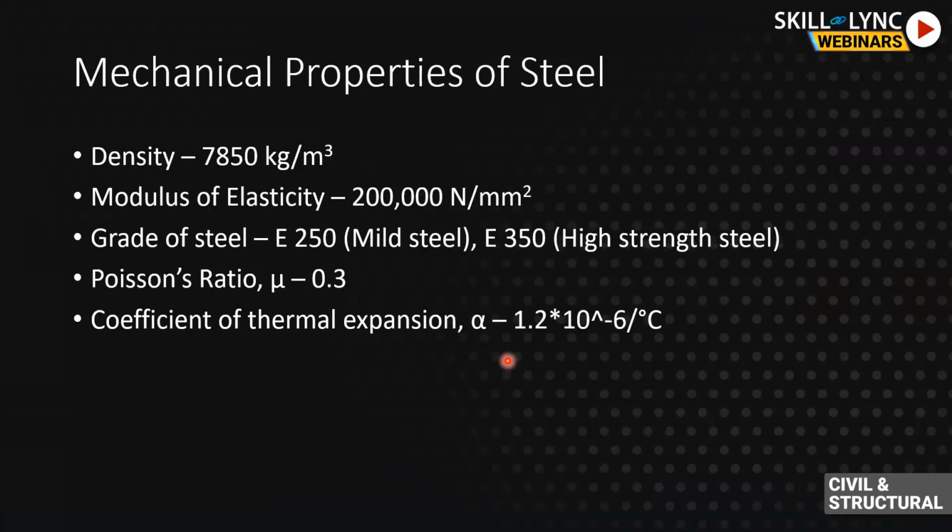Mechanical properties of steel as per IS 800 2007. So this may vary depending on code. Slight changes might be there depending on codes, but mostly all the codes follow somewhat similar values. So density 7,850 kg per meter cube. Modulus of elasticity 200,000 Newton per mm square. Grade of steel can be mild steel, that is E250, where its yield strength is 250 Newton per mm square, or a high strength steel where its yield strength is 350 Newton per mm square. Then the Poisson's ratio is 0.3. Coefficient of thermal expansion is 1.2 times 10 raised to minus 6 per degree Celsius.